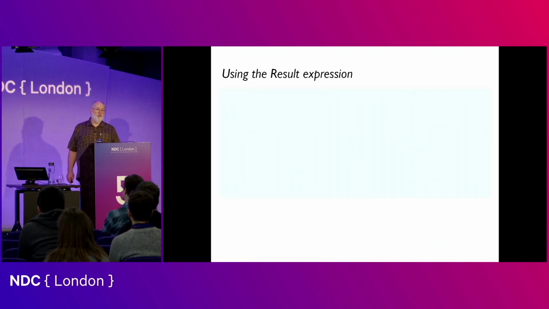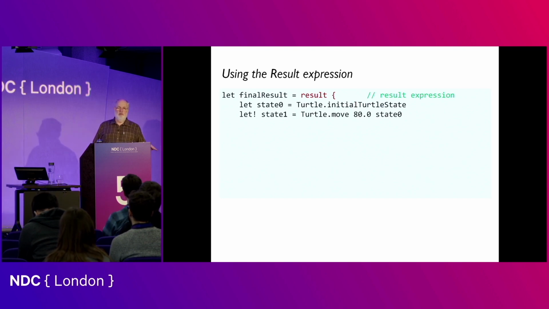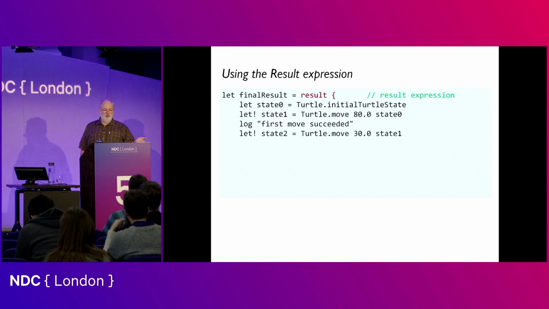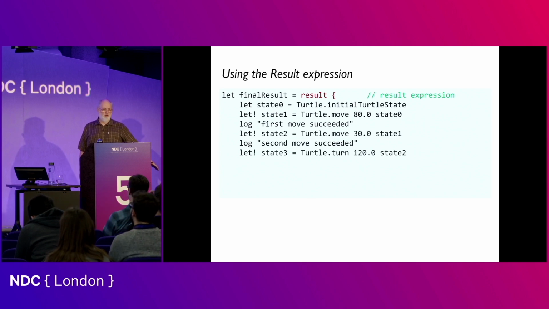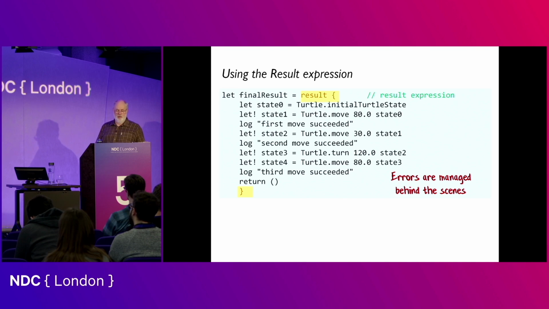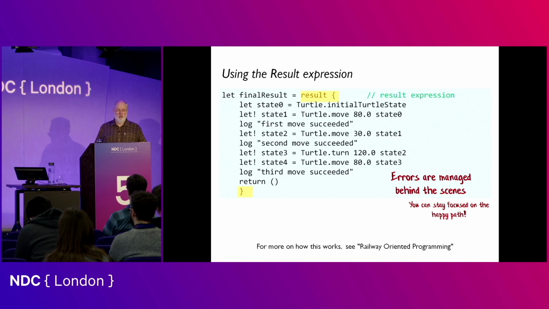We can create something called a result expression. In this case, the result logic is hidden behind the scenes. So every time you do something, if it succeeds, it's good, and if it's an error, it skips the rest of the code. Behind the scenes, the error handling is being done, but when you write the code, you can focus on the happy path. So this is called the result expression. Like I say, the errors are handled. It's not like you're ignoring the errors, the errors are managed behind the scenes, but you don't have to see them when you write your code. You can focus on the happy path. So that's good. And I have a whole talk about this called railway-oriented programming.